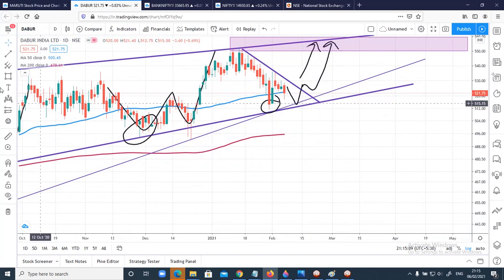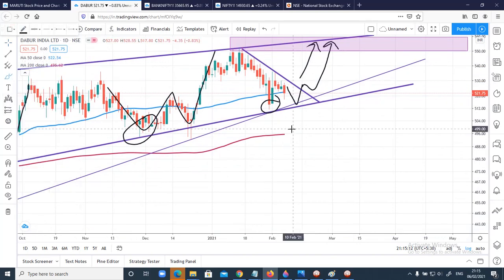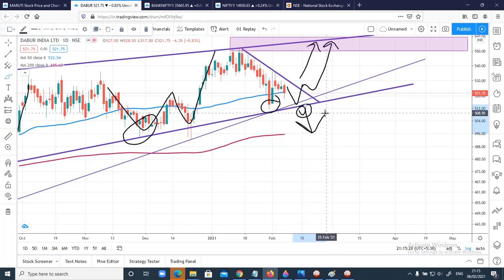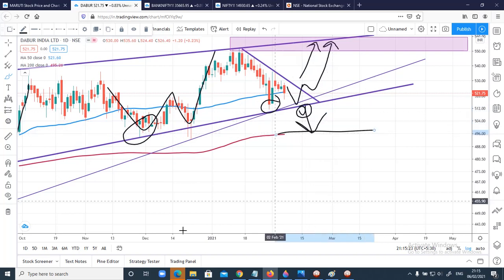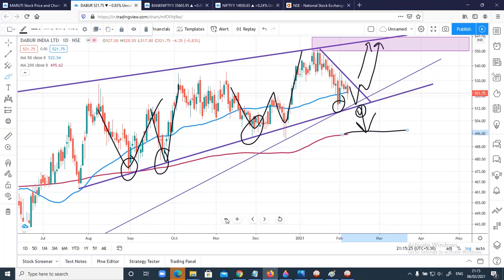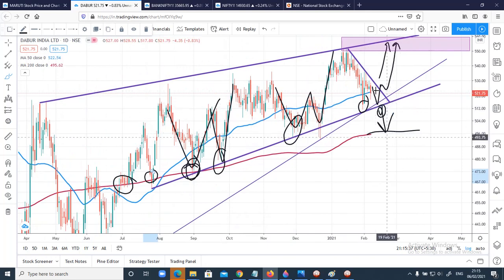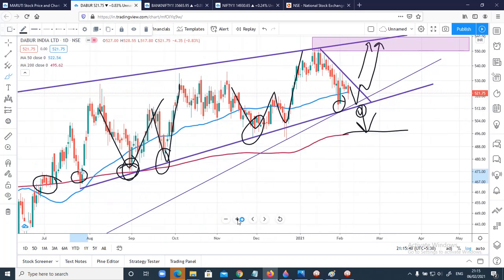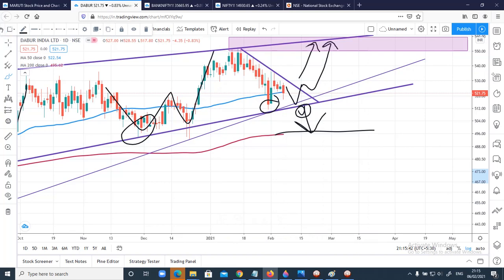And the other thing in the picture: in case it breaks this trend line on the downside, if we see a bearish candle coming here, we can expect prices to move again to this 200-day moving average, which will be very important. You can see here the 200-day moving average has provided support, and it has provided support here as well. So this 200-day moving average will also be a key support if the stock starts moving in the downside direction. So this is a simple analysis on Dabur India.